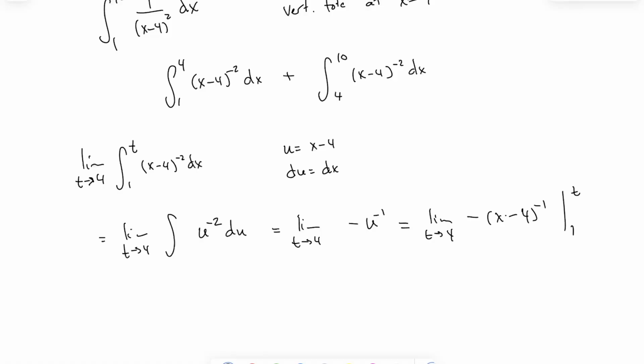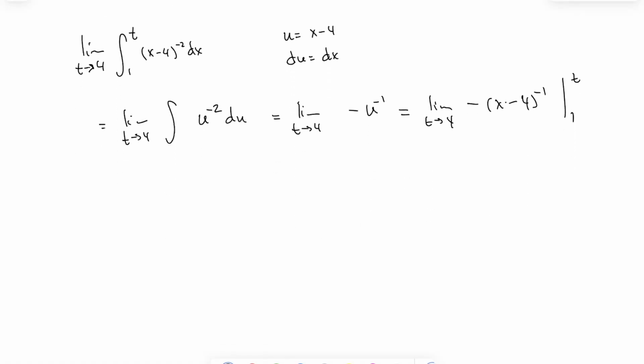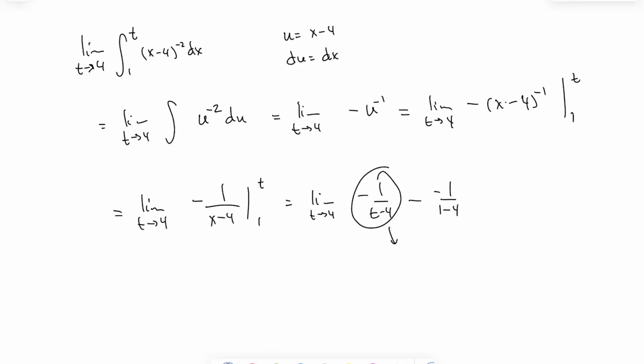And now this, with a minus 1 power, well, plug in the t's. Maybe I'll write that as a fraction also, just because I'm that guy. Minus 1 over (x minus 4), right? That's what that is, plugging in 1 and t. So I get minus 1 over (t minus 4) minus 1 over (1 minus 4). And what do we get when we take the limit? The first fraction there gives you a 1 over 0. And so that means this whole thing diverges. So this half diverges, which means the entire thing diverges.